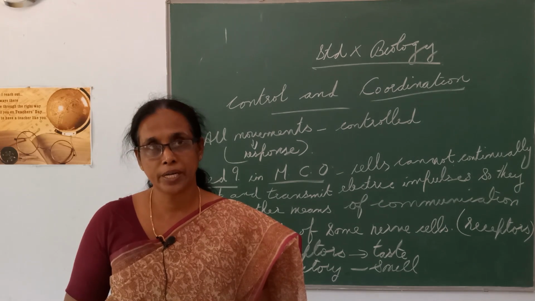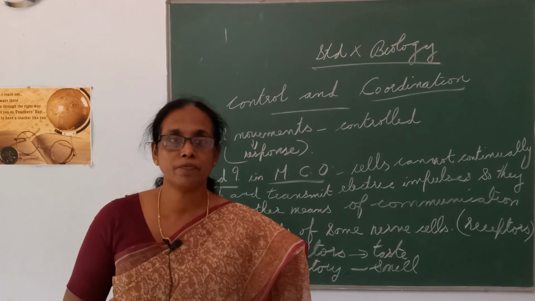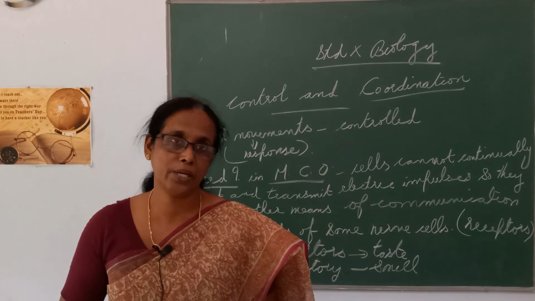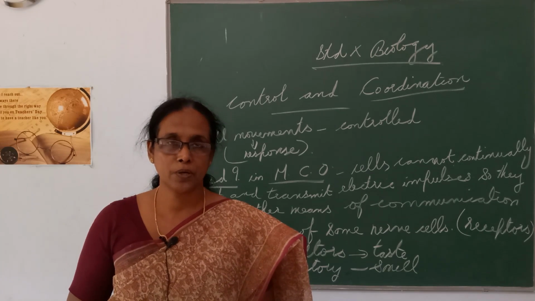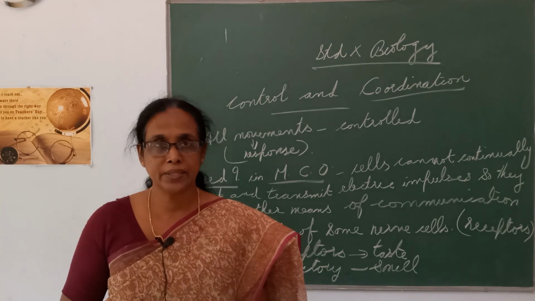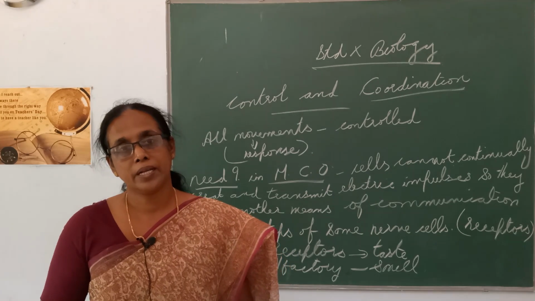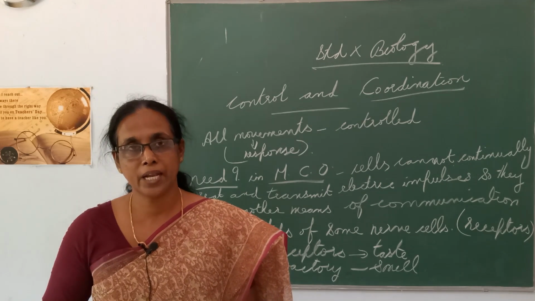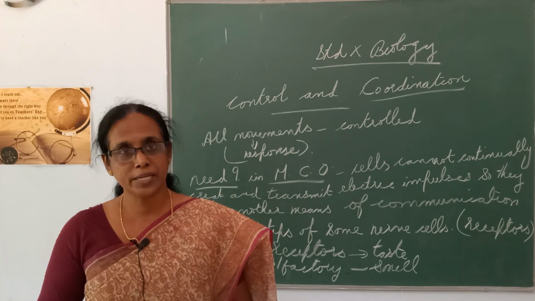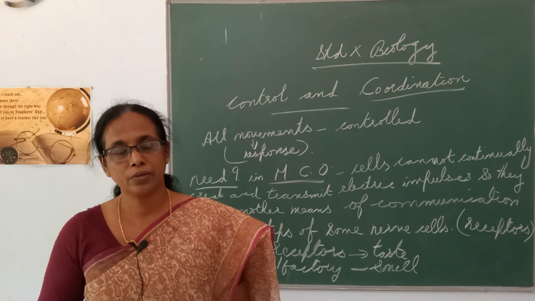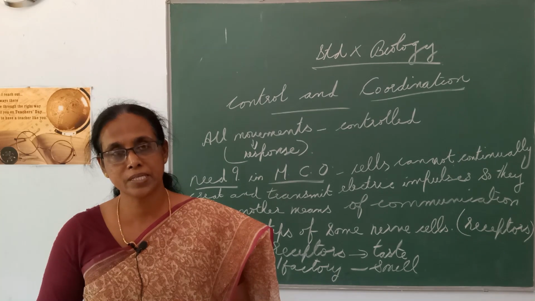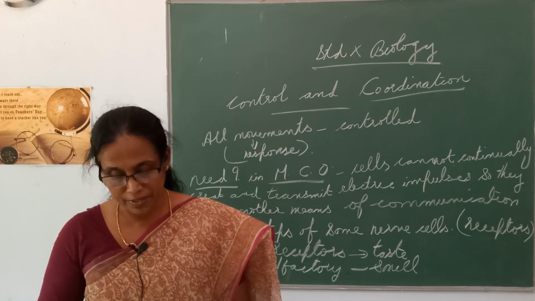In our body, there are so many physiological processes going on. These processes have to be controlled, and this is done by our nervous system and our endocrine system. So, in detail, we are going to study the endocrine system and our nervous system.